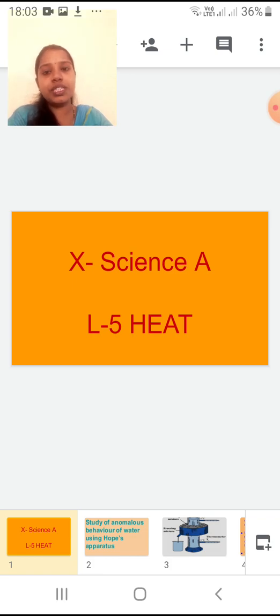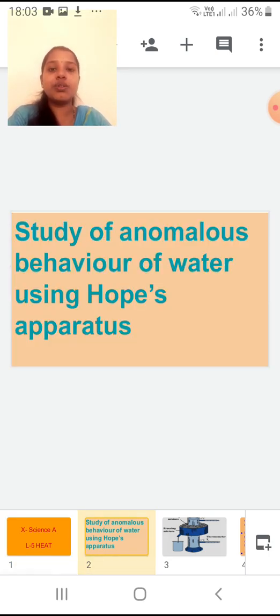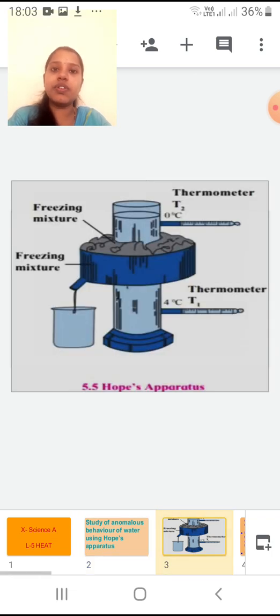And as I told you in the last presentation, this anomalous behavior of water we are going to study with the help of Hope's apparatus. So today's topic we are starting with the study of anomalous behavior of water using Hope's apparatus. Okay, now first we'll see this diagram. Here we have the basic construction of Hope's apparatus.